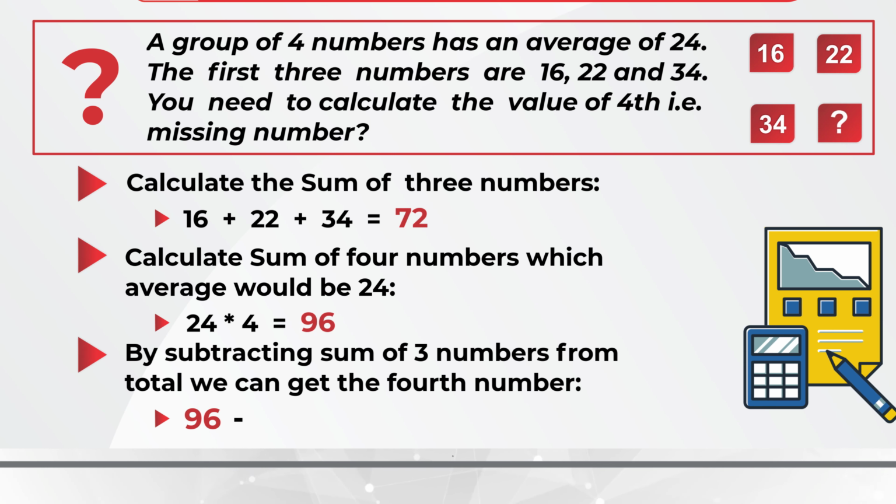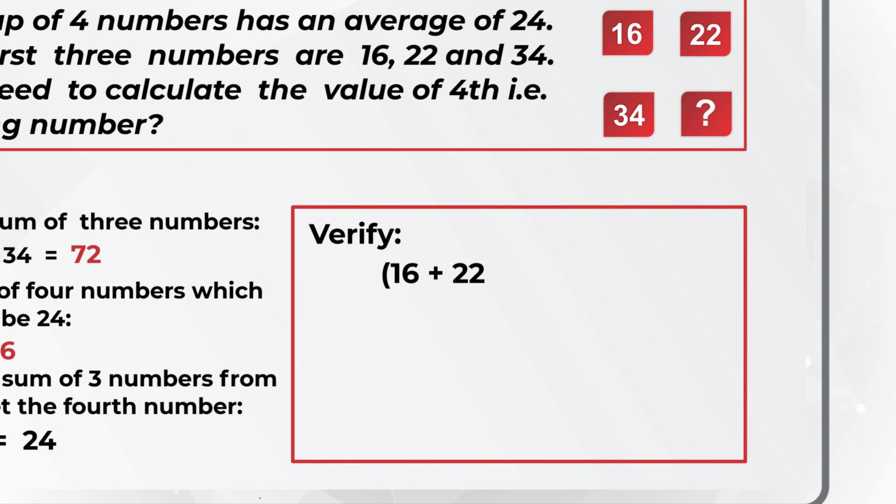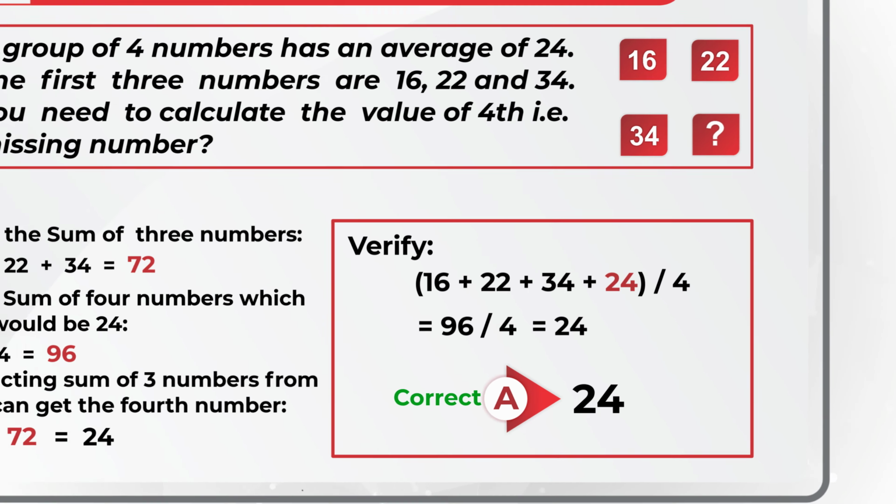96 minus 72 equals 24. Let's verify this. 16 plus 24 plus 34 plus the missing number 24, divided by 4, equals 96 divided by 4, equals 24. Hopefully you've nailed this question and now know how to answer similar problems on the test.